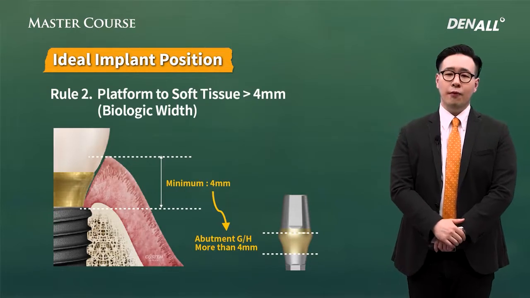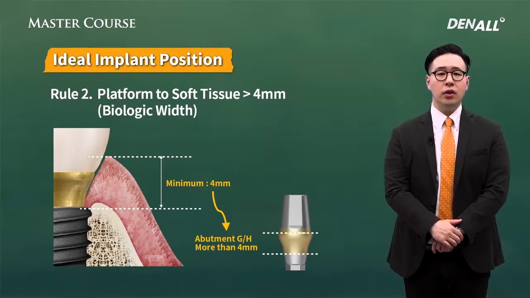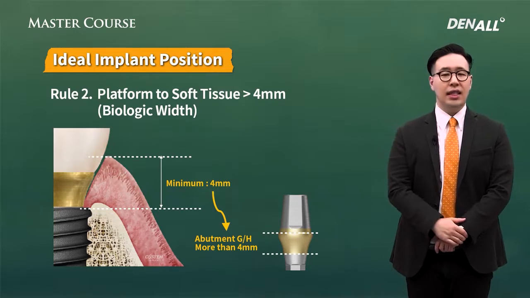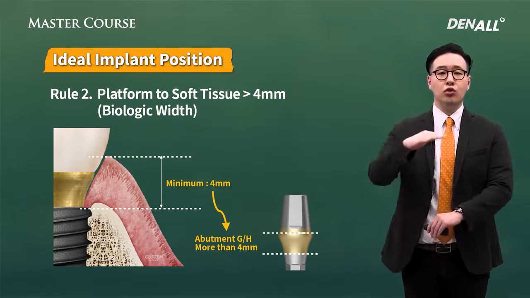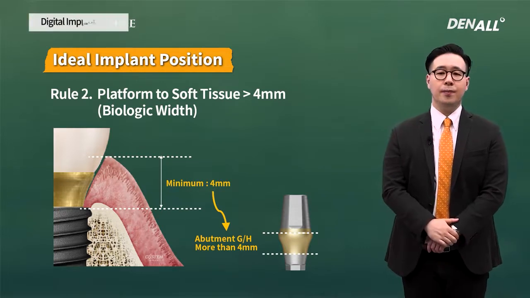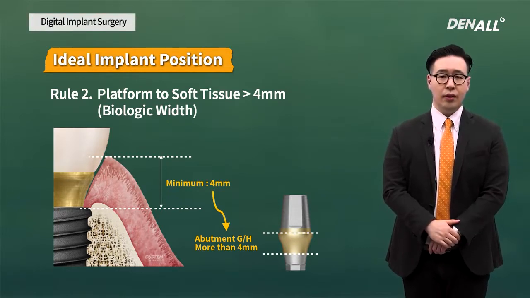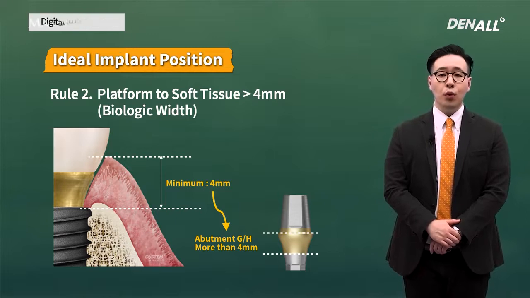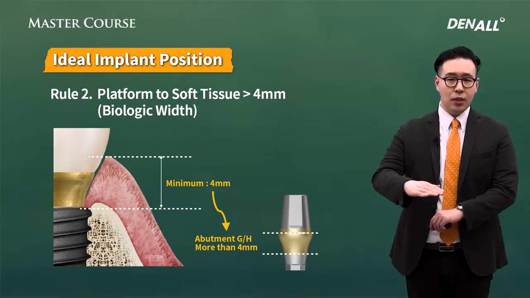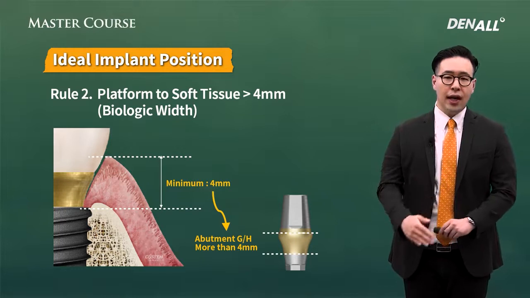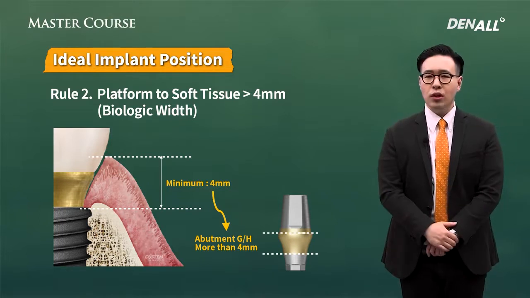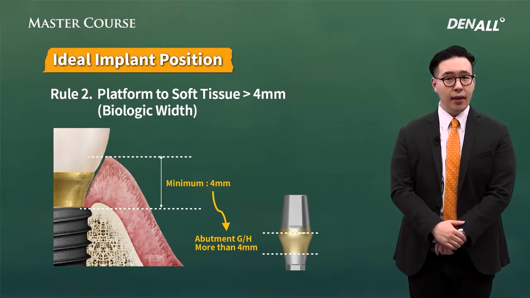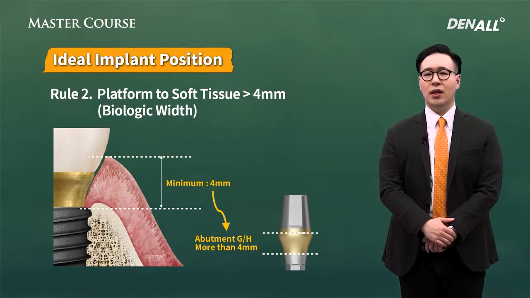Second, from the implant platform to the soft tissue surface, it should be at least 4 millimeters. That means the total tissue thickness should be 4 millimeters or more. More intuitively, if the soft tissue is 2 millimeters on the edentulous ridge, in that case, it should be placed at least 2 millimeters below the bone surface. Therefore, the biologic width of 4 millimeters should be secured to increase the clinical predictability.